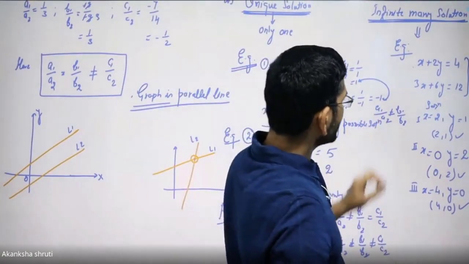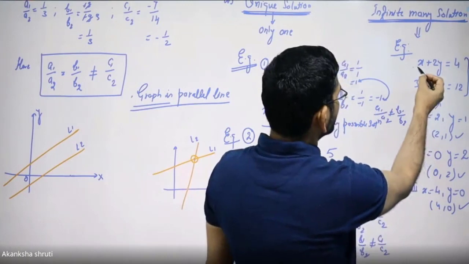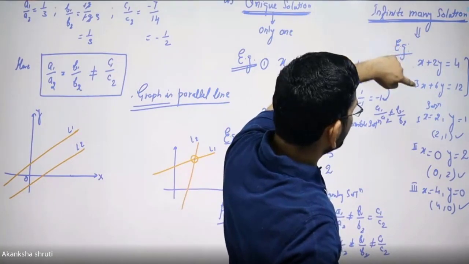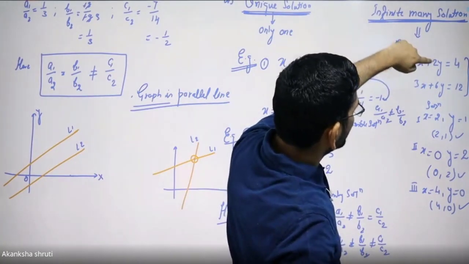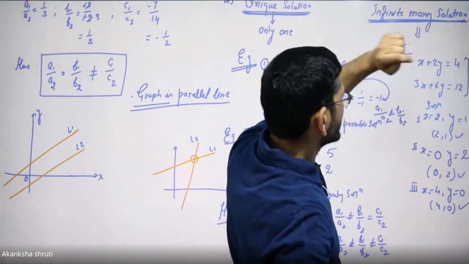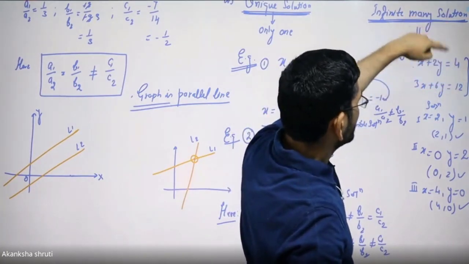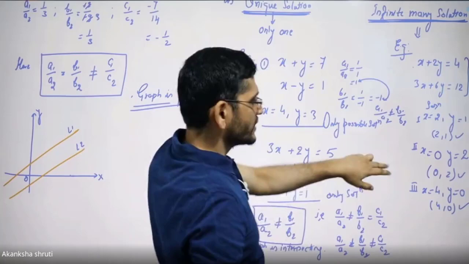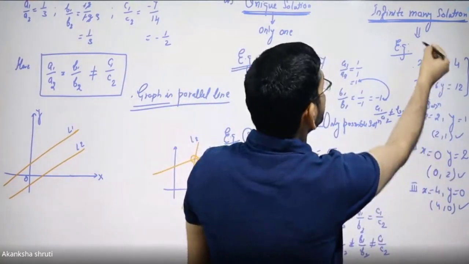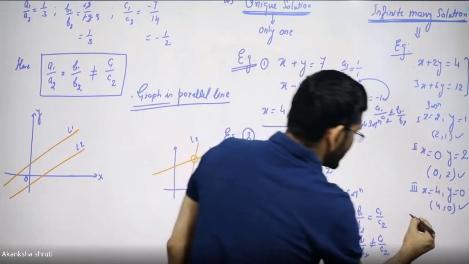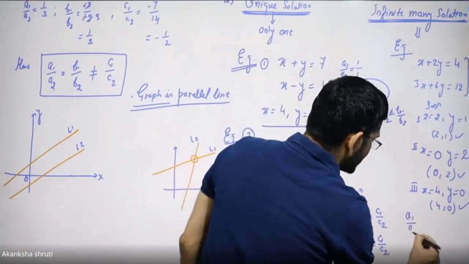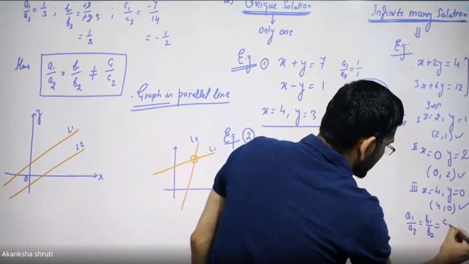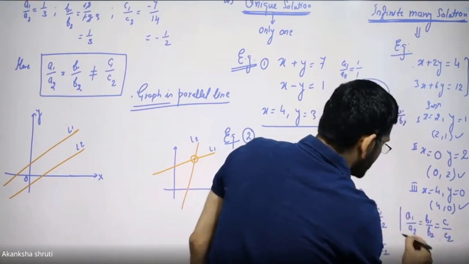Students, in this case, what are we observing? We are observing that the ratio A1 by A2 is 1 by 3. B1 by B2 is 2 by 6, which is also 1 by 3. C1 by C2, observe, 4 by 12 is also 1 by 3. So for infinitely many solutions, the condition is that A1 by A2 must be equal to B1 by B2, which must be equal to C1 by C2. This is the condition.